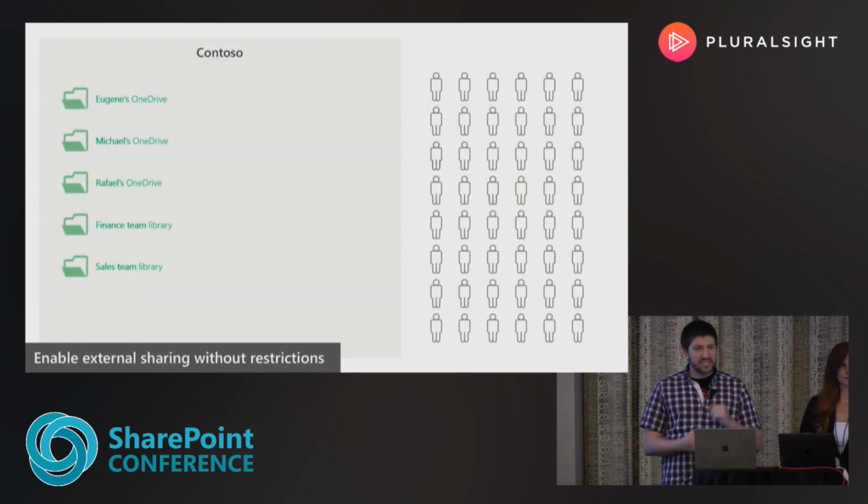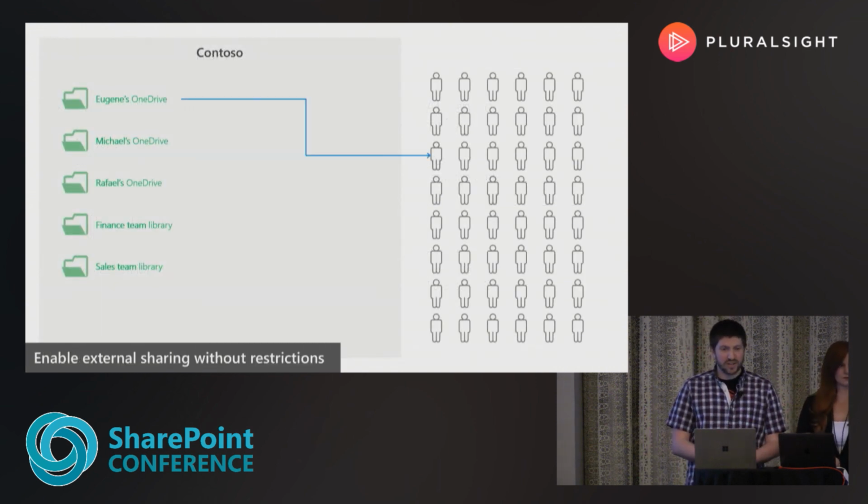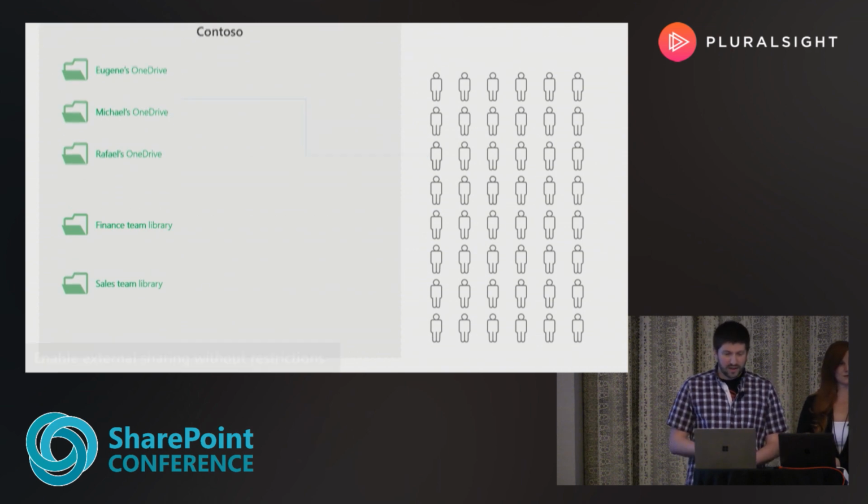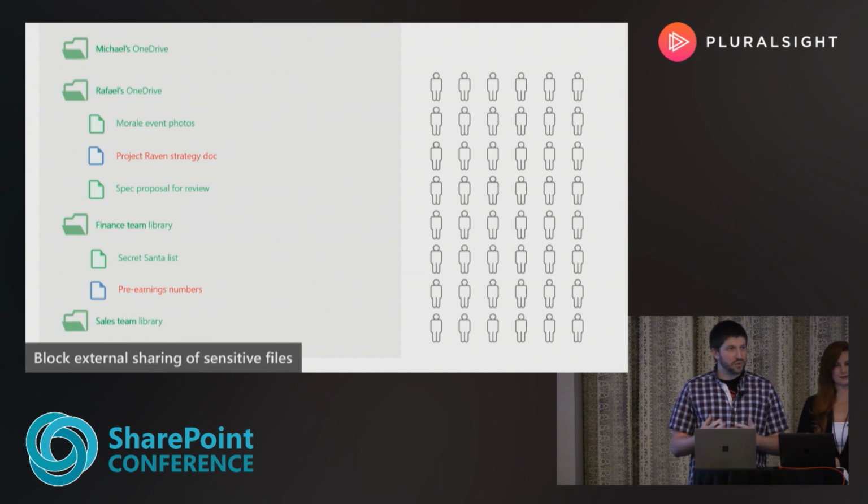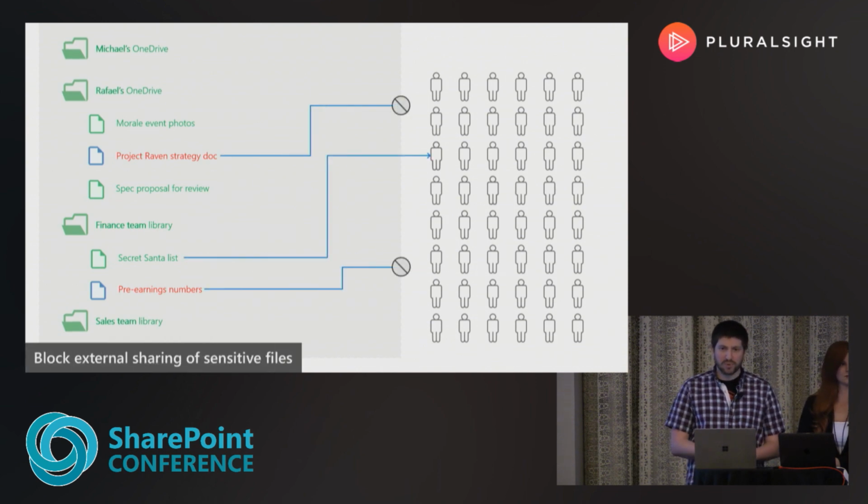Again, on that very permissive end of the spectrum, you can make it so that everything can be shared externally across both OneDrive and SharePoint. Now, one thing that's pretty neat is you can actually use DLP to add smart content rules and block sharing of sensitive files externally. So the idea here is you are generally okay with people sharing externally, but you want to make sure that things like social security numbers or credit card numbers don't actually get shared outside of the organization.